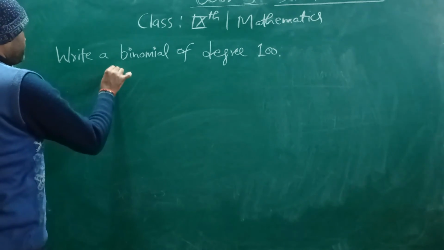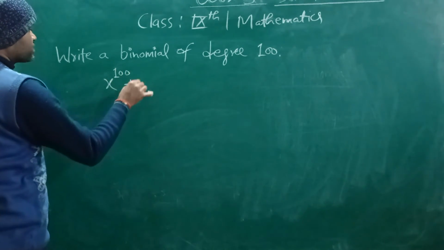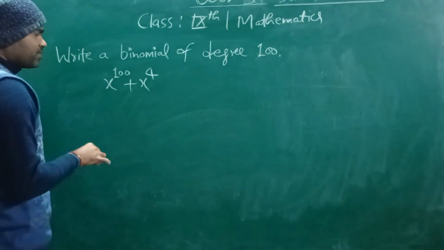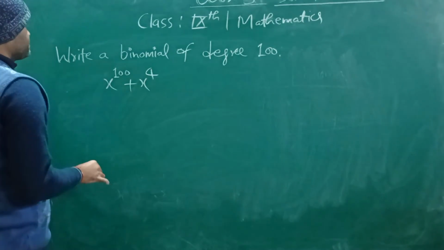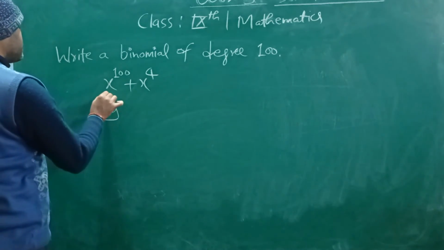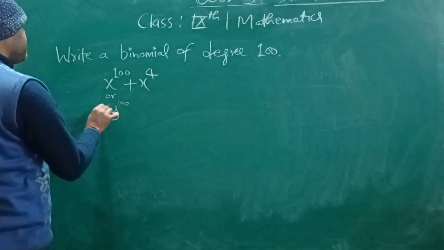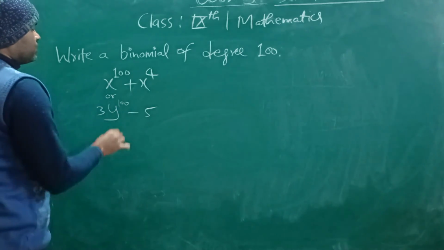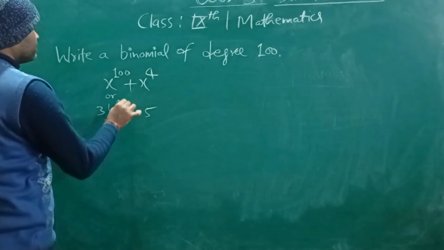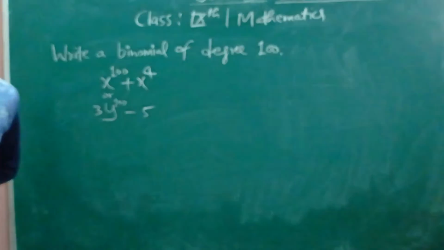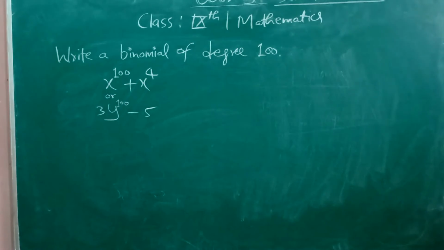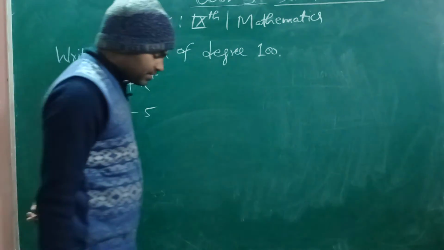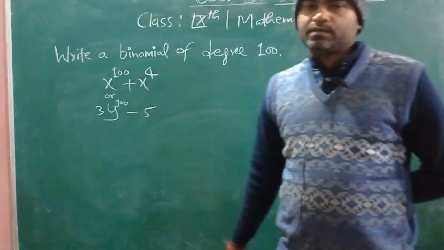So we may write x to the power 100 plus any power of x or any constant term, but the highest power should be 100. We may also write y to the power 100, or 3y to the power 100 minus 5, and any other terms. X to the power 100 is a polynomial of degree 100 and it contains only two terms, hence it will be called binomial.